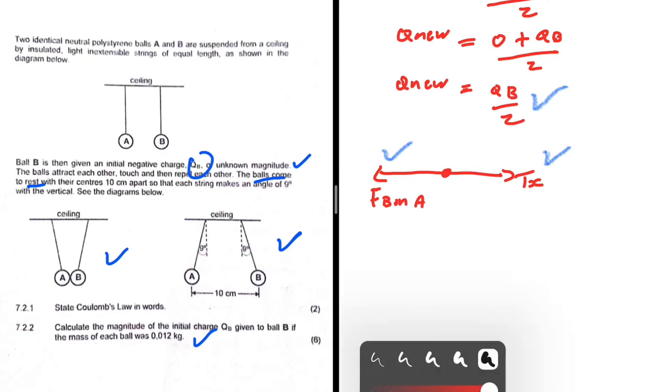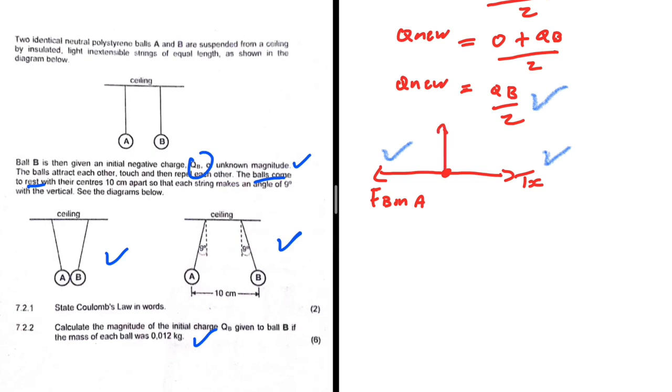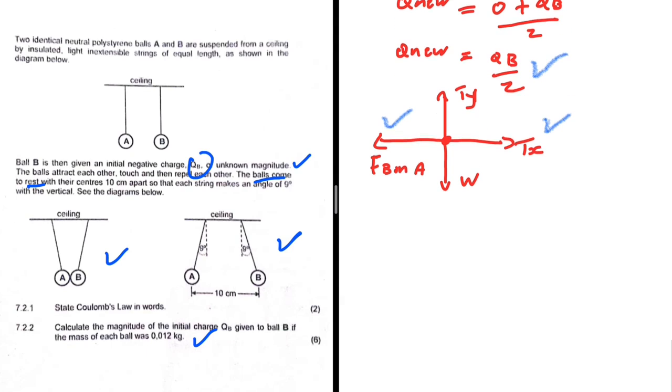Well, we can add more forces here, because that tension force is the X component on A, right? But obviously we also have the Y component, which is Ty. And then on top of the Y component, we have the weight. So this is how we can solve this question. Because we want to find QB, don't forget that we want to calculate the magnitude of the initial charge QB. QB is what we're interested in.